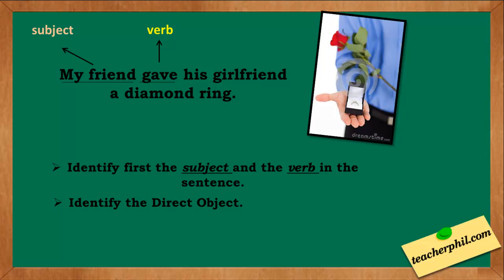The next one, identify the direct object. But the problem is, there are two objects here, his girlfriend and the diamond ring. So what could be the direct object? Well, if you can still remember, with direct objects we can ask questions like what or whom. So, what did my friend give? Answer: the diamond ring. Therefore, it is the direct object.